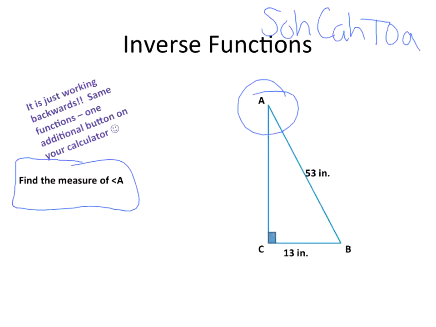Which two sides did they give us? Let's label them. If I'm looking at A, what would the 13 be considered? Which side? Opposite. What would the 53 be considered? Hypotenuse. Because it is the longest side and it's the one across from the 90. So what two letters do I have? O and H. Which trig function do I use with O and H? SOH.